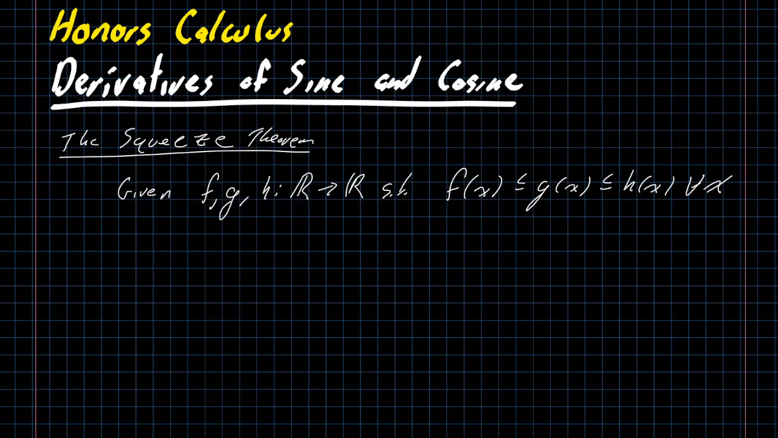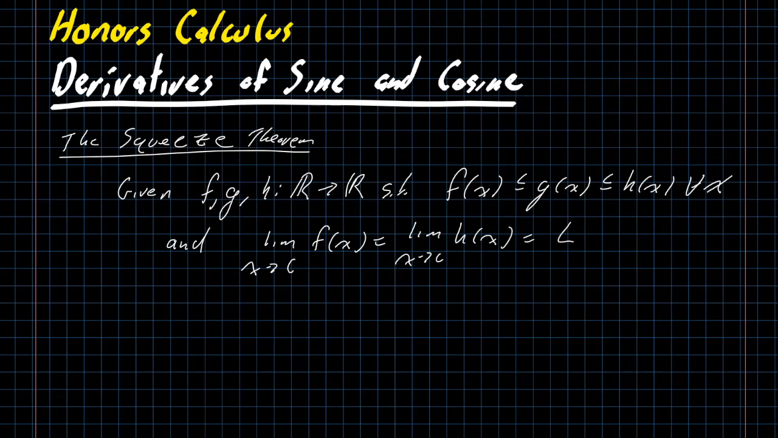Given three functions, f, g, and h, such that f is less than g is less than h for every value, and that the limit as x approaches c of f of x is equal to the limit as x approaches c of h of x. We'll call that L just to have a name for it. Then it must be the case that the limit as x approaches c of g of x, the function in the middle, is exactly that L.